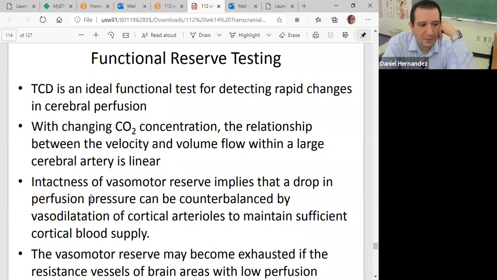So if we go back to our hemodynamics and our Bernoulli principle, after stenosis, we have a decrease in pressure. So that decrease in perfusion pressure can lead to poor perfusion of the brain. That can be counterbalanced by dilating the vessels, or vasodilation, and maintaining sufficient cortical blood flow perfusion to the brain.